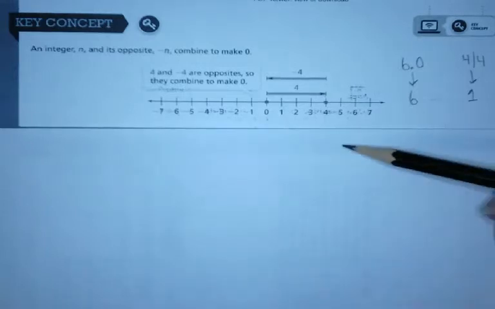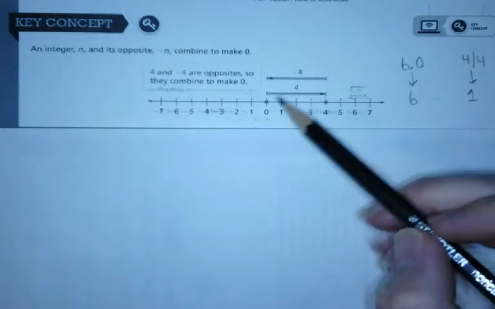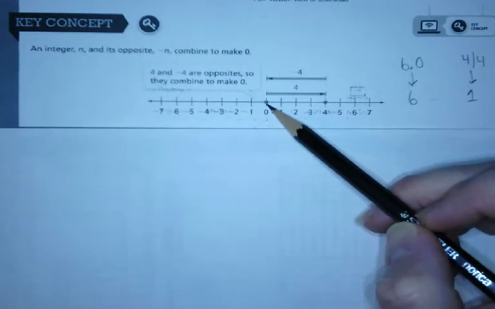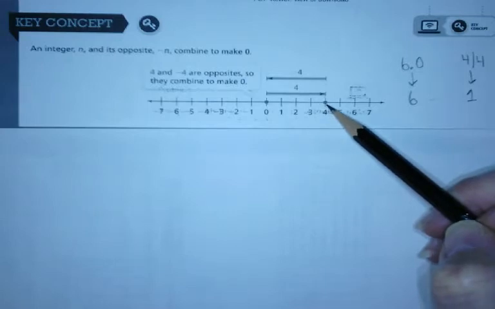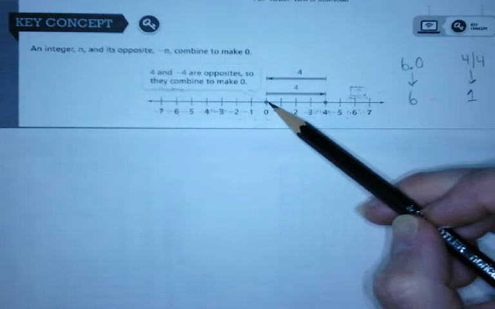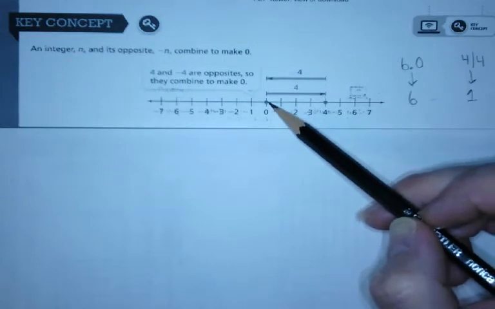It's kind of like if you're playing a board game. 0 would represent home. And maybe you roll and you get to move forward 4. And during your next turn, you roll again, but you move backwards 4. You're going to end up back at start.